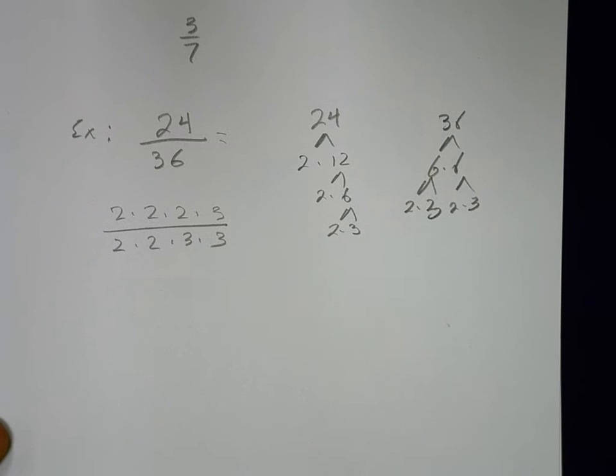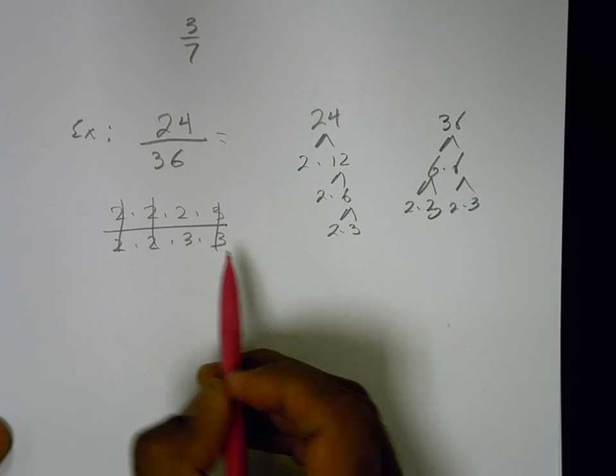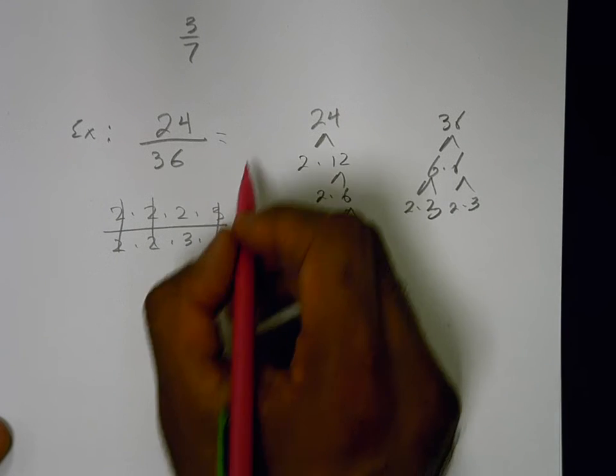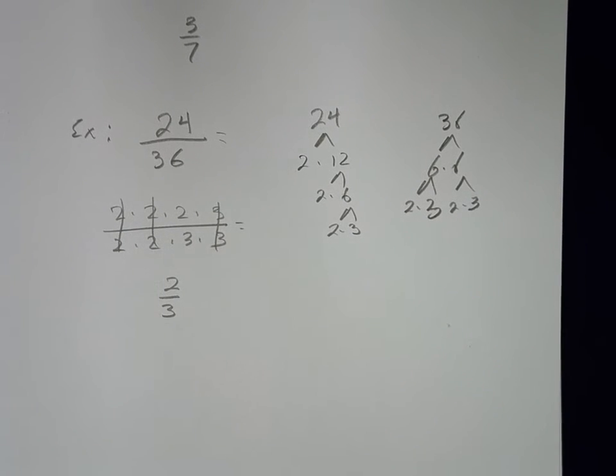So then I look at what reduces, or what turns into a 1. There's a 1, there's a 1, and there's a 1. So I'm left with 2/3. Okay. Let's do one more.